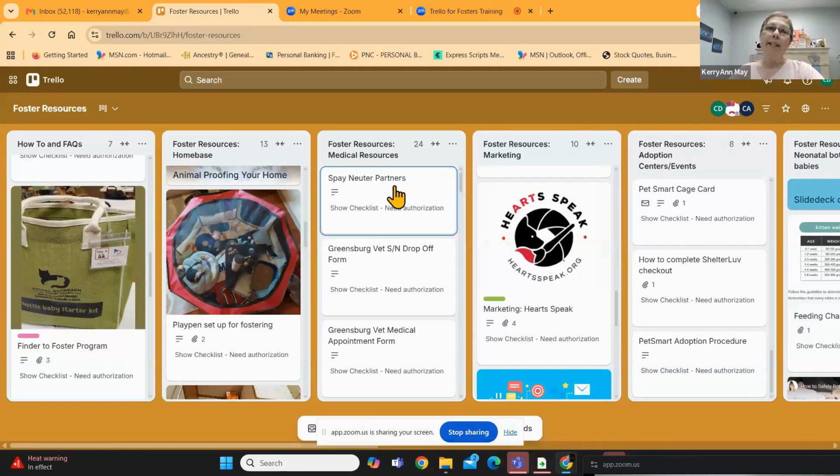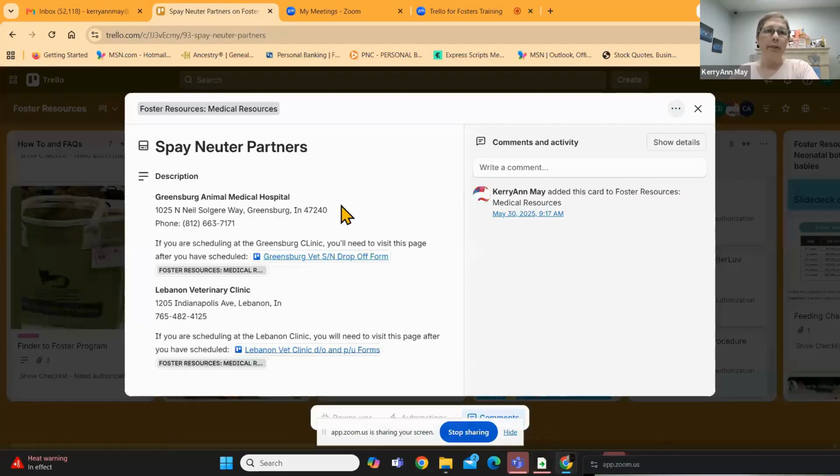Okay, so the big areas that you guys will mostly focus on is this column, the medical resources. Obviously, almost every single cat that comes to our care needs to be spayed or neutered, unless they happen to come to us already done, which does happen quite often when we're pulling from our municipal shelter partners. So sometimes they'll already be done. But you can take a look at the spay neuter partners that we have. We really are focusing on 2 vet clinics right now, and that's the Greensburg one and the Lebanon one.